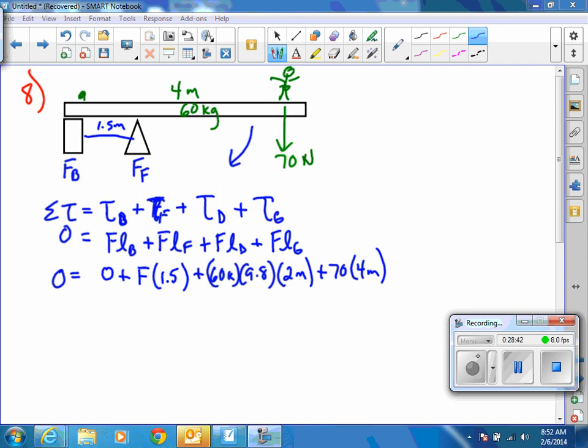All right, so when you put all this stuff together, don't forget that the girl is actually pushing down, so that should be a negative 70 newtons. A negative 70 newtons, very good. And this is also going to be negative here, this negative 9.8, because the beam's weight is pushing down. So when you get all this, it ends up being this F here.